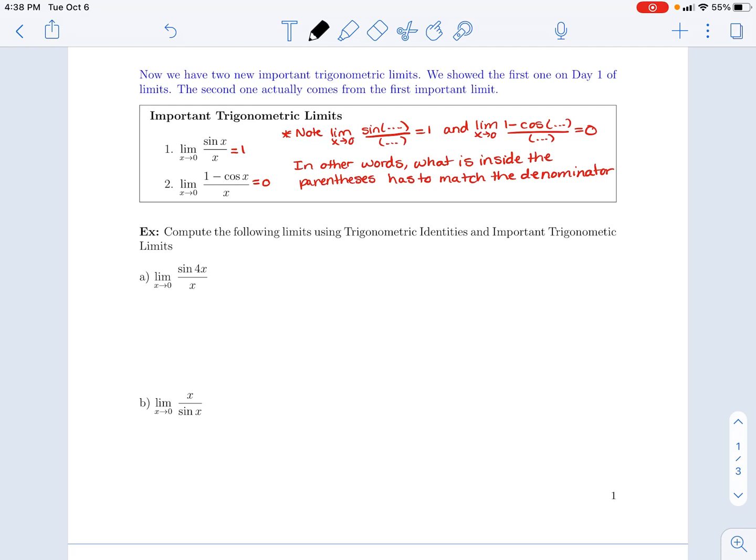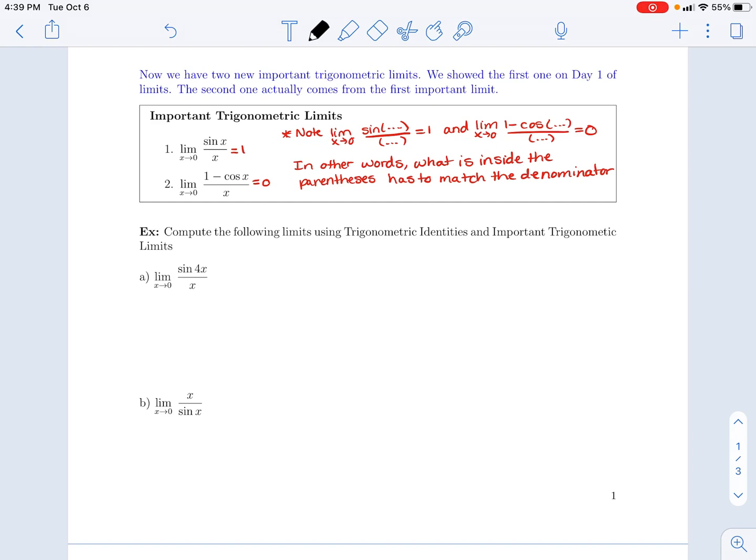And so the second one actually comes from the first one. It's not super obvious. There's a lot of algebra going on there. And so if you are interested, I will show you that. I'll post on the Teams page me showing where that comes from. But if you're okay with just knowing, okay, these are the two important trigonometric limits and moving on, then that's fine too.